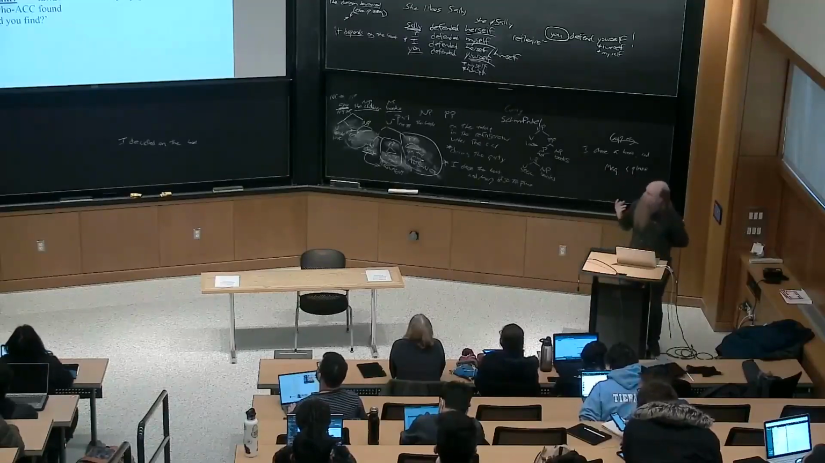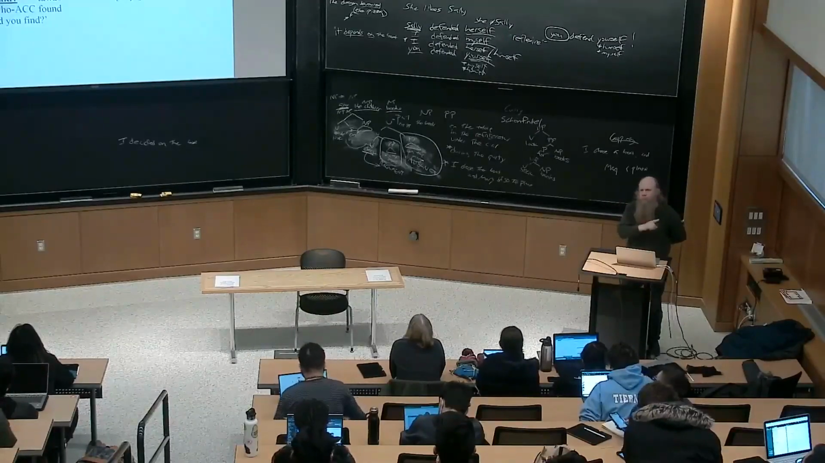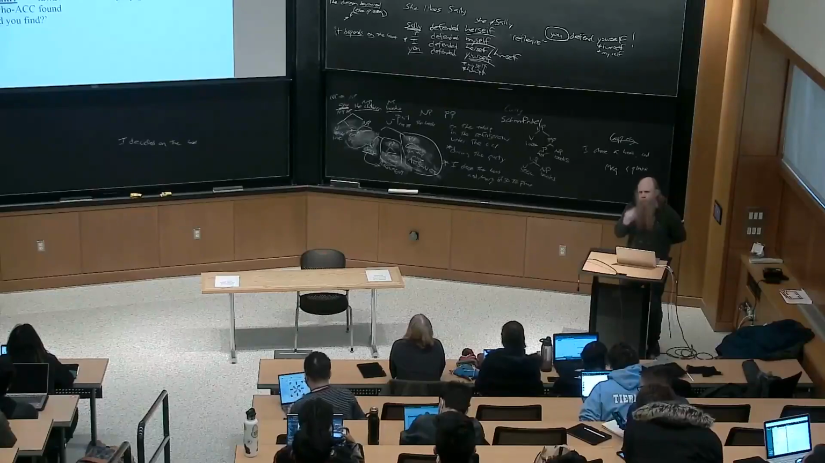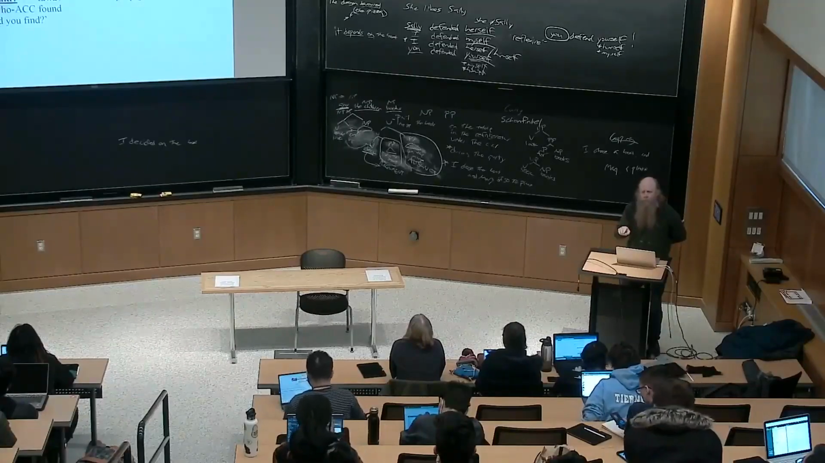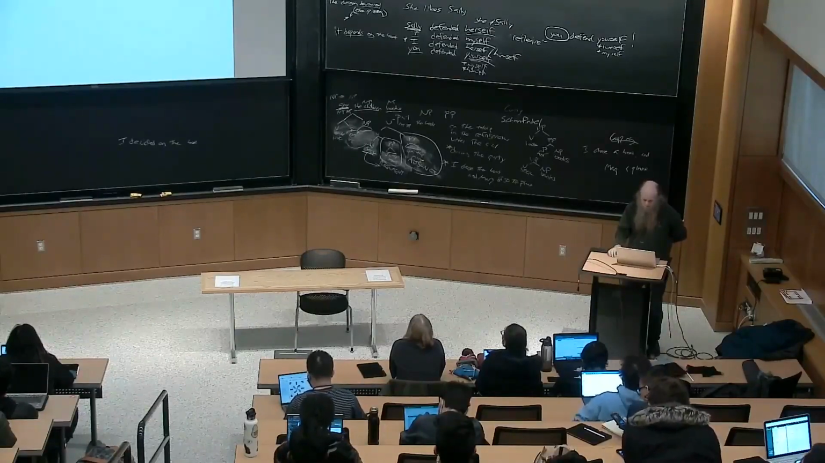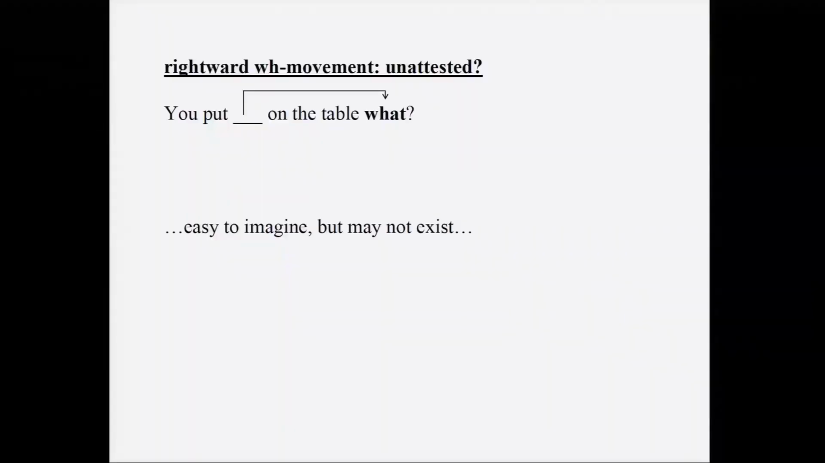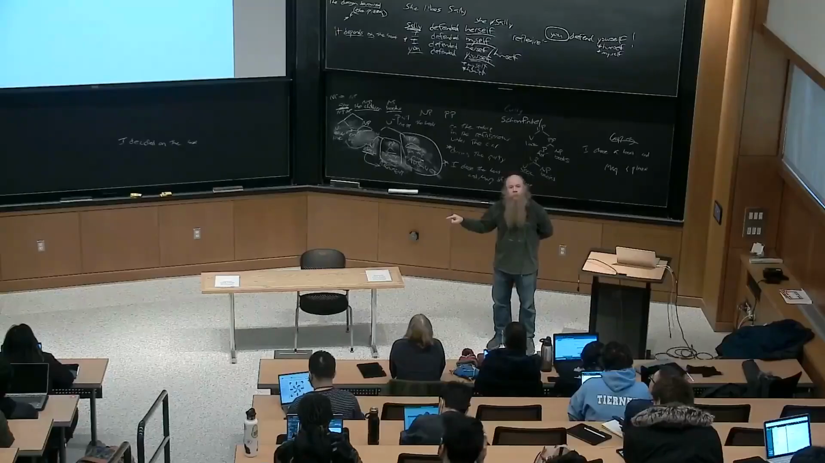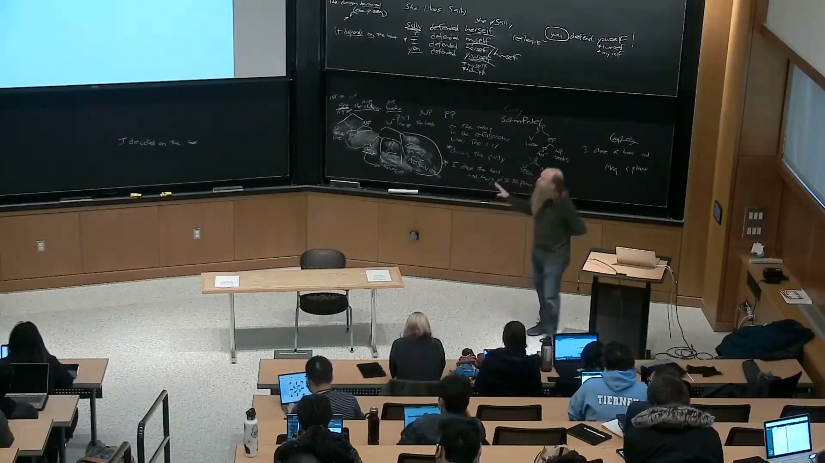And those are almost the only two options. Take your WH word and move it to the left edge of CP, or leave it where it would normally go. You can imagine others, right? So, for example, it's not clear that there are any languages in which you take the WH word and you move it to the end of the clause. You could imagine a language like that, but it's not clear that there are any languages in which you say you put on the table what.